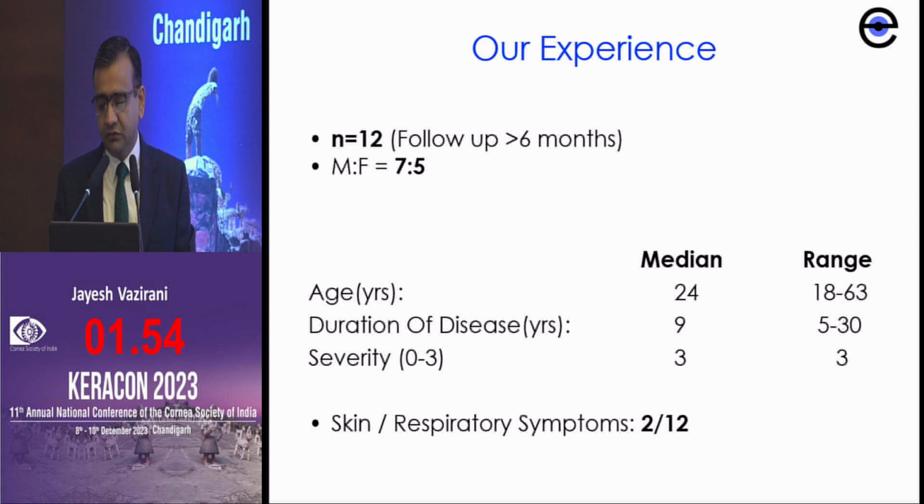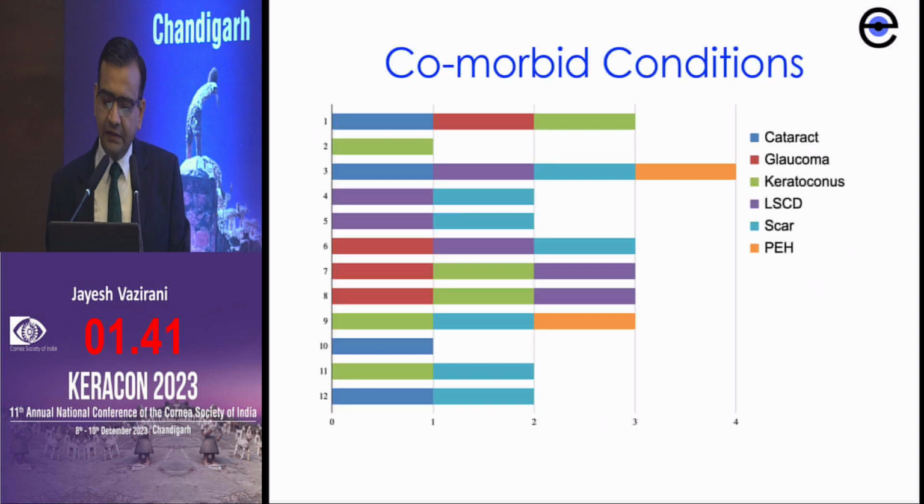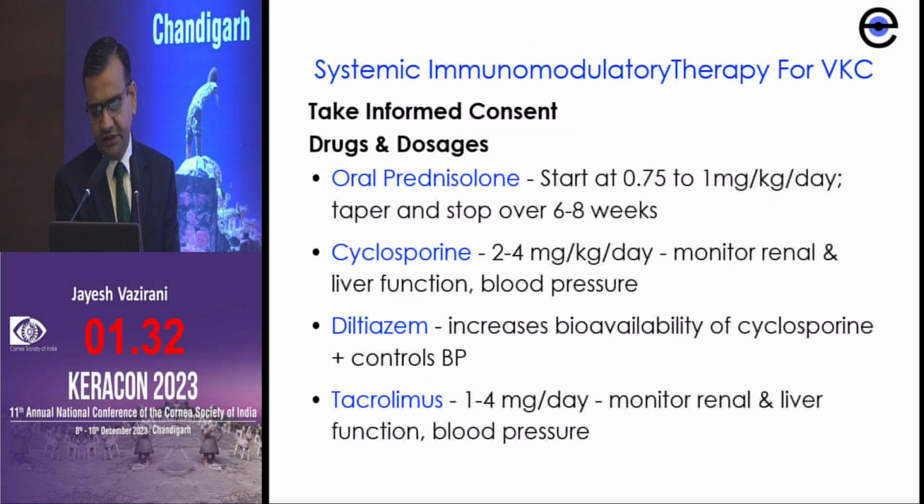And very few of these, just 2 of these patients, had some form of systemic manifestation of atopy or allergy. The rest of them were all isolated ocular disease. All of them had comorbid conditions in the eye. A lot of them had keratoconus, a lot of them had cataract, some of them had glaucoma, scarring, other issues with the eye. So this is how we start treatment.